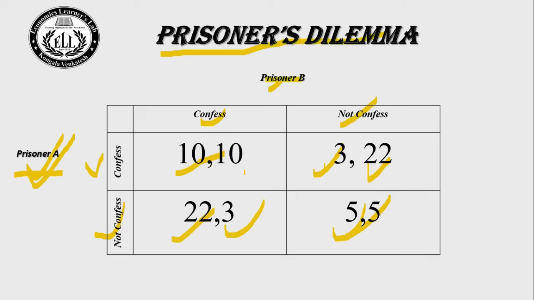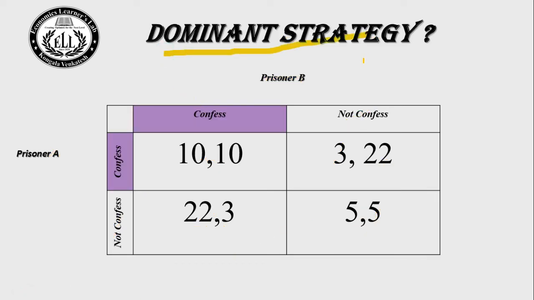Based on this, how can they reach the equilibrium level or the best position? Let us go to the next slide. Dominant strategy. The dominant strategy is the best strategy for one person regardless of what others do. So let us find out in this table the dominant strategy for prisoner A.